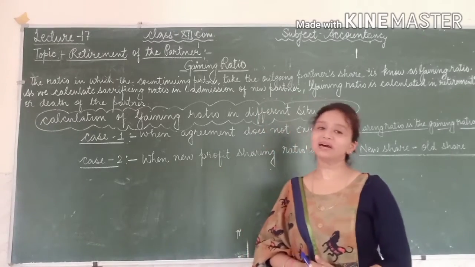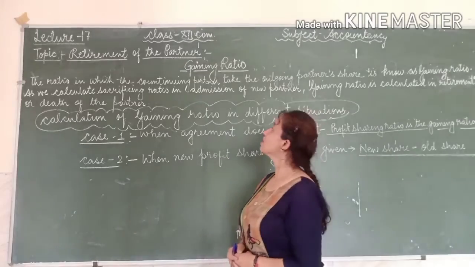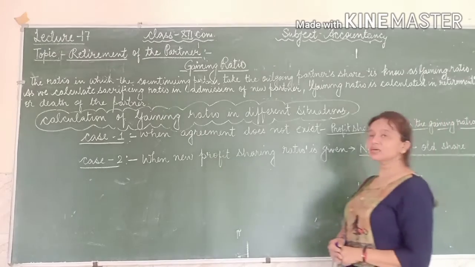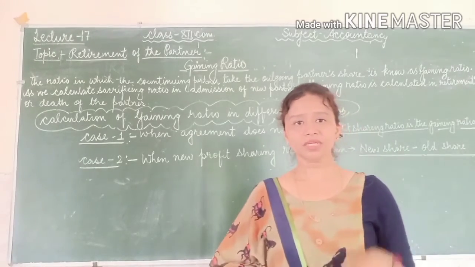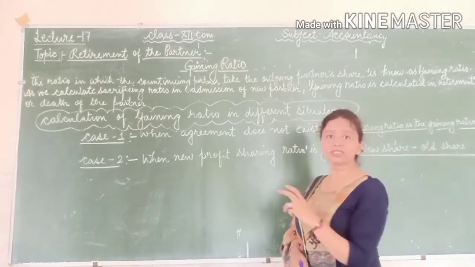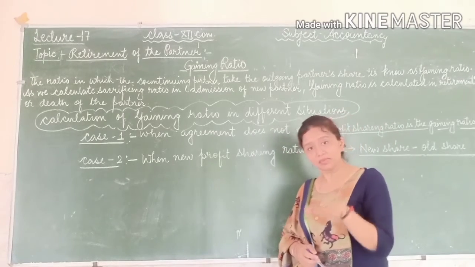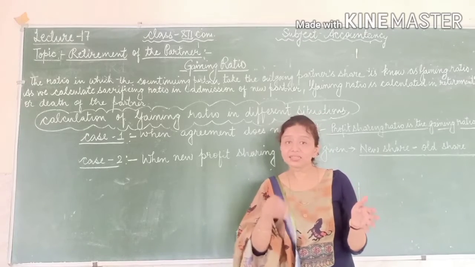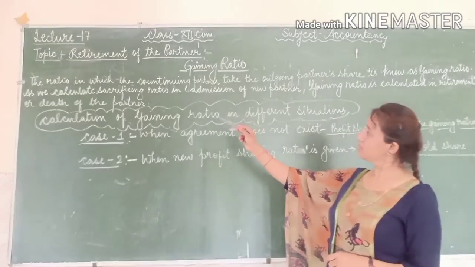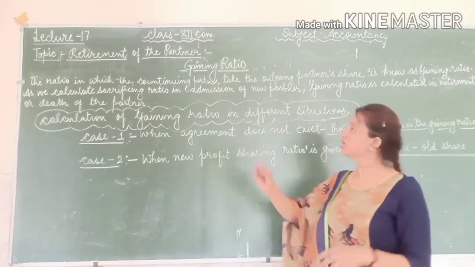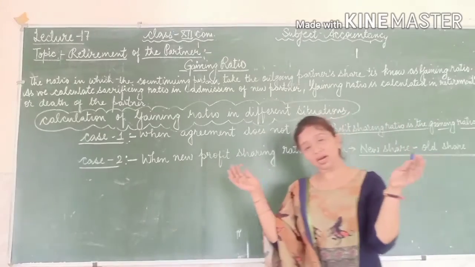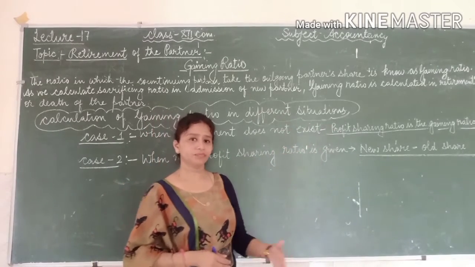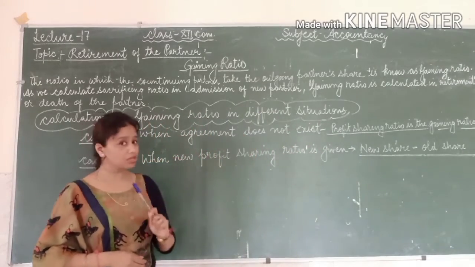What do we mean by the gaining ratio? The ratio in which the continuing partners take the outgoing partner's share is known as the gaining ratio. The continuing partner is the existing partner after one partner leaves the partnership. The ratio with which the continuing partners take the share of the outgoing partner is called the gaining ratio.